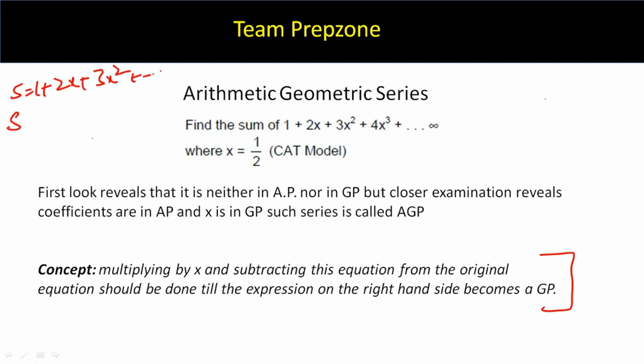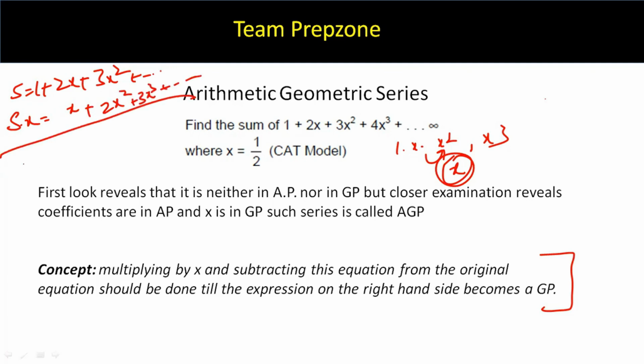You multiply S with the ratio, जो भी तुम्हारा ratio है. So for example, यहाँ पे जो GP का component है, that is 1, x, x square, x cube. इसका common ratio क्या है? It is x. So you multiply the entire series by x. ठीक है? And you just write it थोड़ा सा shift करके. So 1 into x will be x, 2x into x will be 2x square, 3x square into x will be 3x cube, and so on and so forth. Then you just subtract it.